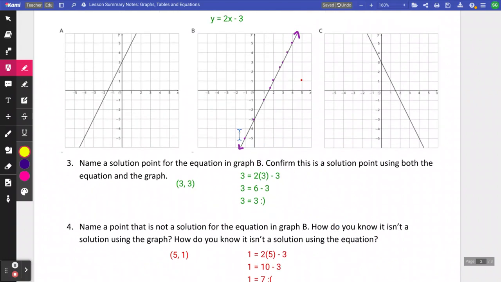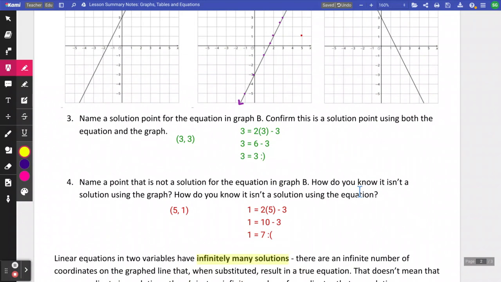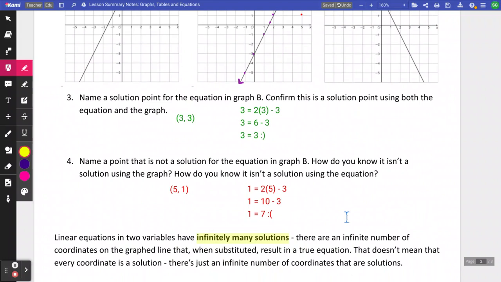Remember we said earlier, all these points I marked are solution points, but there are points in between those points that are solutions. And because that line continues, there are points going on forever and ever in both directions as well. So we say that there are infinitely many solutions.